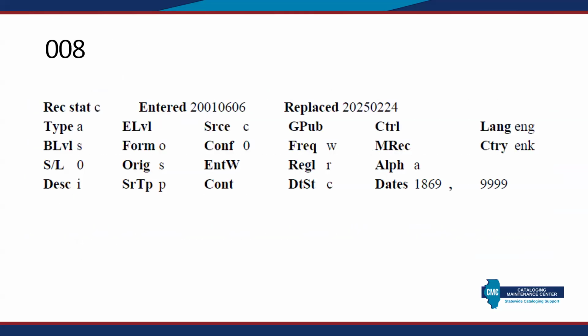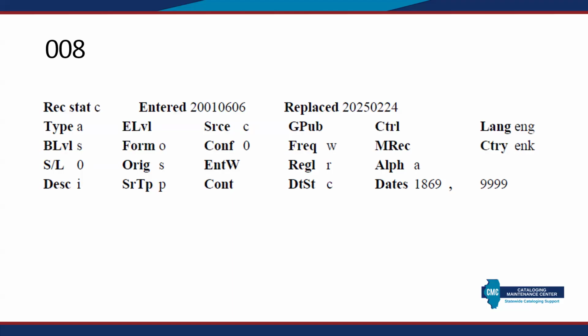Okay, so field 008 contains coded data related to the resource. It is pulled from the fixed fields. Like the 006, there are no indicators or subfields to worry about. These are the fixed fields for the online version of the journal Nature. Type is A for language material. B level is S, denoting serial. S/L is the entry convention.